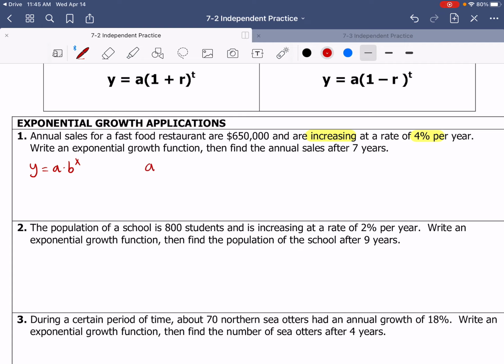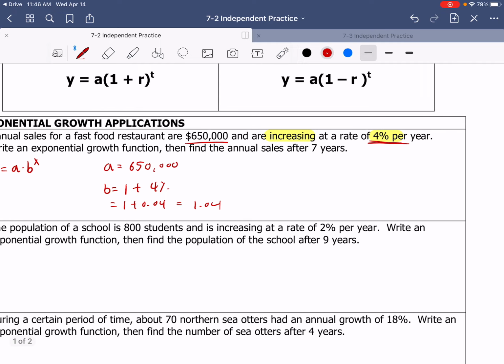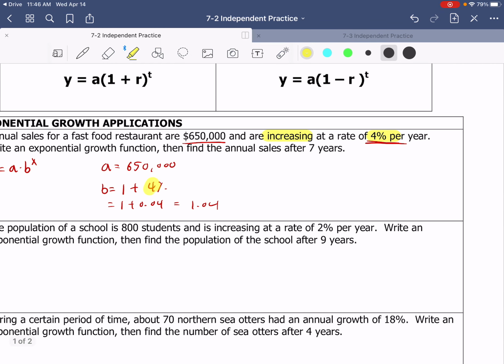So we have to find a and b. A is the initial value, in this case $650,000. And it increased by 4%, right? Increase, so you have to do 1 plus 4%, which is 1 plus 0.04, which is 1.04. Now, if you do not know how to change a percentage into a decimal, just put 4 divided by 100 in the calculator. That will give you this, okay? So we got a and b.